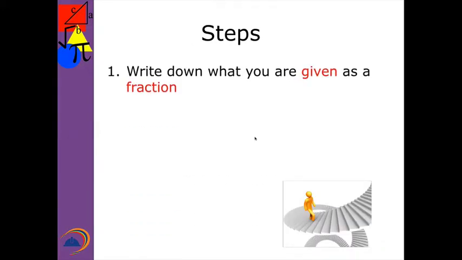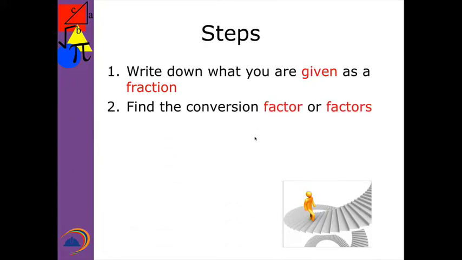Here are the steps. Step number 1 is write down what you're given as a fraction. Remember, if it's a whole number, put it over 1. So if it was like $6, you put $6 over 1. Step 2 is find the conversion factor or factors. Remember at the beginning, I checked to make sure your teacher had passed out the sheet of conversion factors you'll need to know. You won't have to memorize these. You'll always be given a sheet on a test.